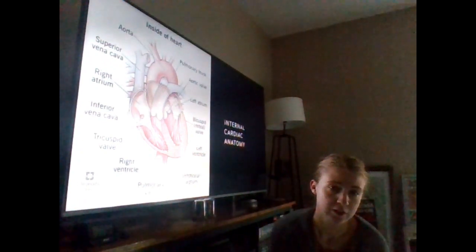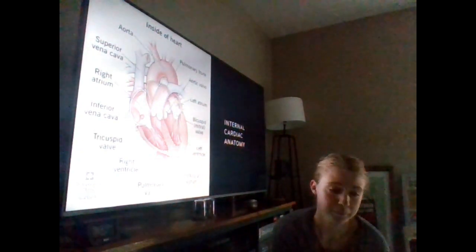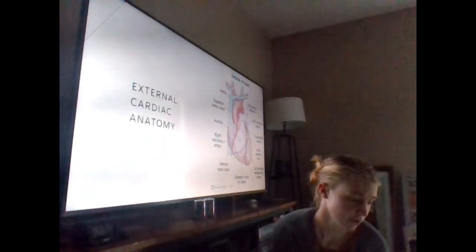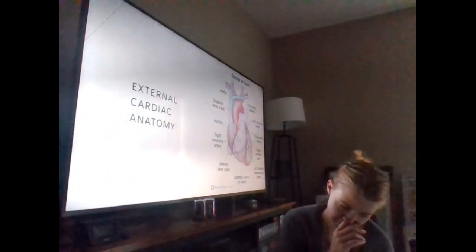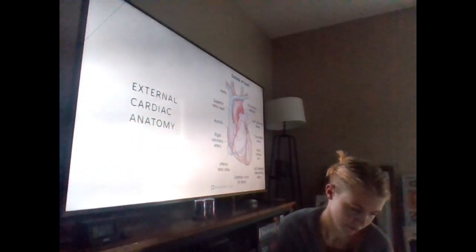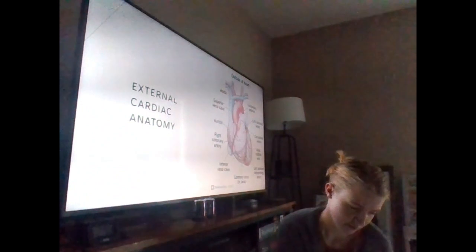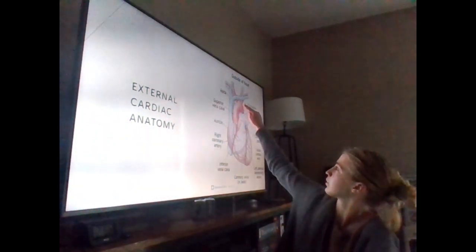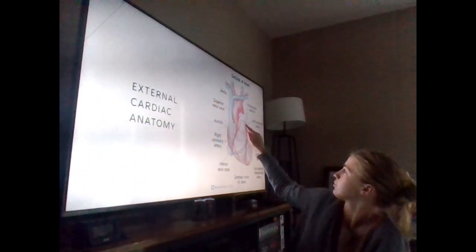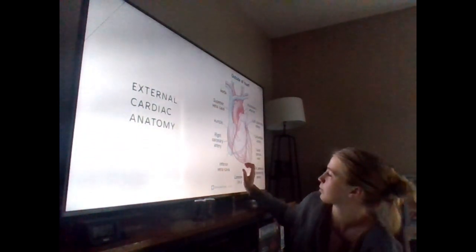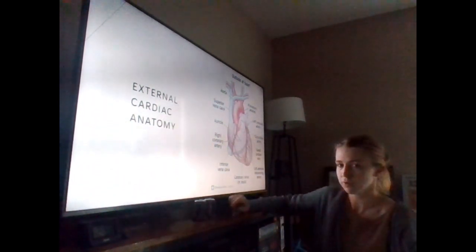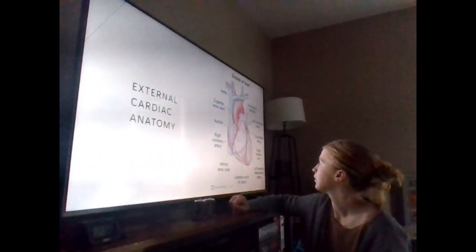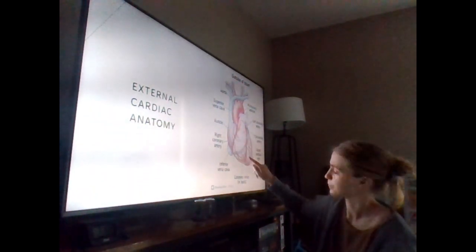Any questions on the interior mechanical anatomy of the heart? And then we're going to go into the external anatomy of the heart. You'll see some overlap with the structures that we already discussed in the previous slide, as the vena cavas here, your aorta here, you've got your atria and your ventricles. But what we're going to focus on for this outside view is going to be the coronary arteries.